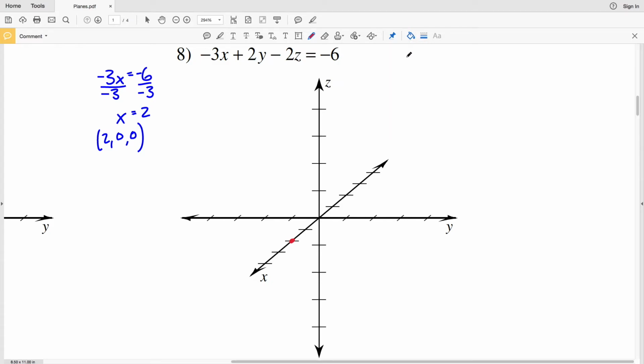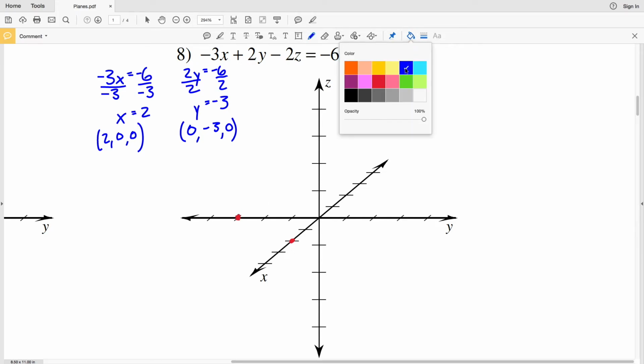Now let's look at that y-intercept, which occurs when x and z are 0. So 2y is equal to negative 6. Therefore, when I divide by 2, that gives me a y value of negative 3. So I will plot the point 0, negative 3, 0. So that's 3 to the left.